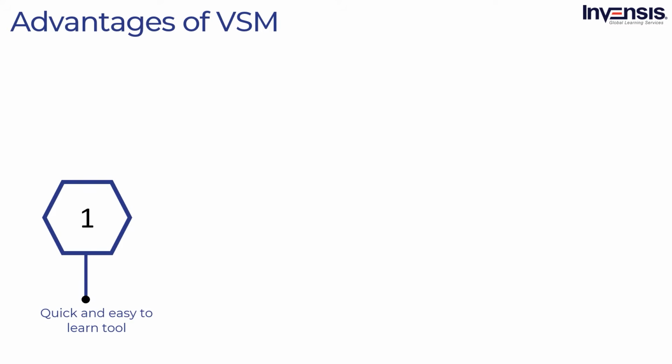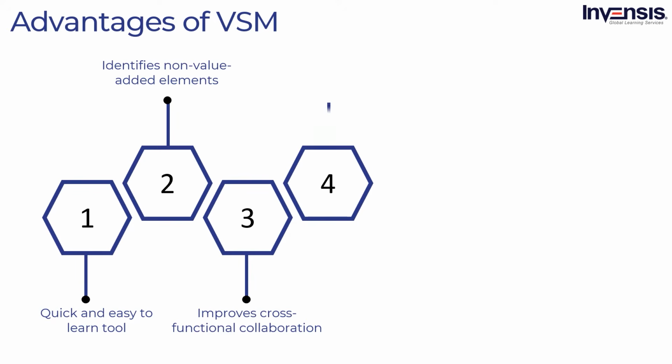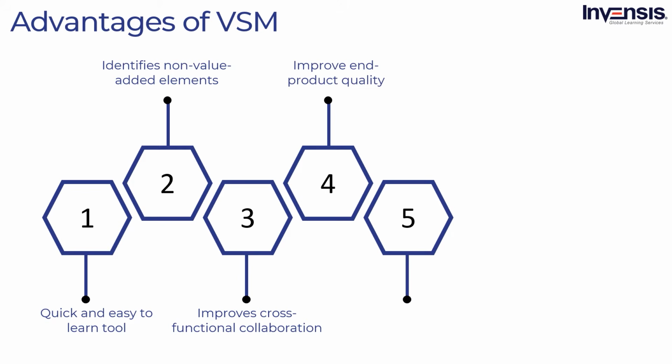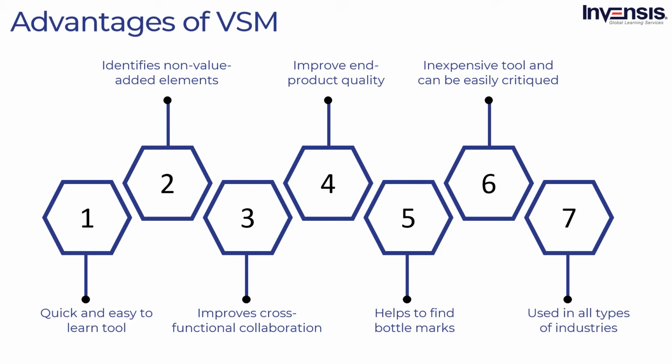Some of the main reasons for using value stream mapping are: eliminating waste to improve the company's bottom line. By using a value stream map, one can visualize how end-to-end operations work in every process. Value stream mapping is a quick and easy-to-learn tool. It identifies non-value-added elements that are termed waste. Value stream mapping also improves cross-functional collaboration and improves the end product quality. It then helps to find bottlenecks and waste within the process. VSM is an inexpensive tool and can be easily critiqued by your workforce. Also, VSM is not just used in manufacturing but can be applied for offices, service industries, healthcare, etc.